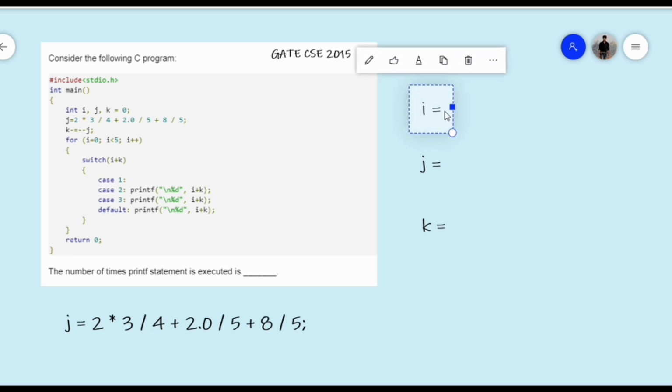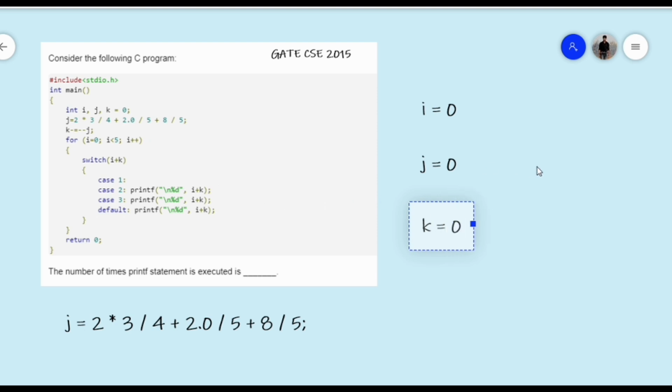Here i is having value 0, j is having value 0 and k is having value 0. Now in j they have given this statement, and the result of this will be stored in j.